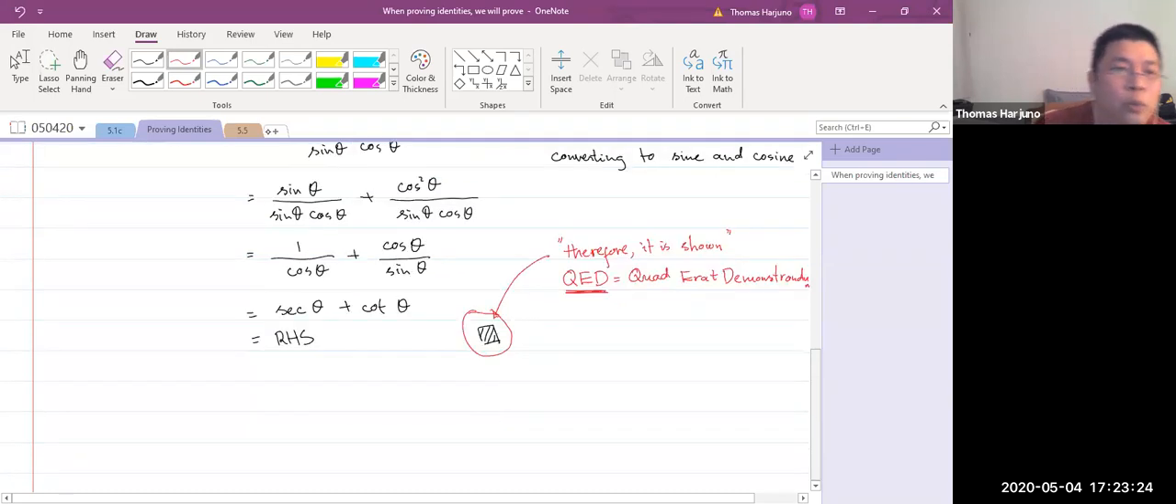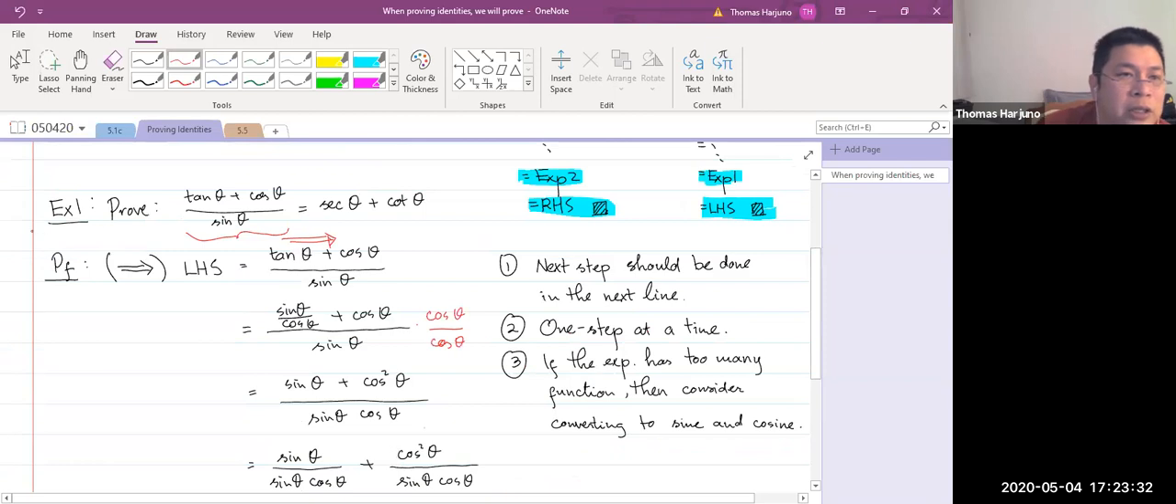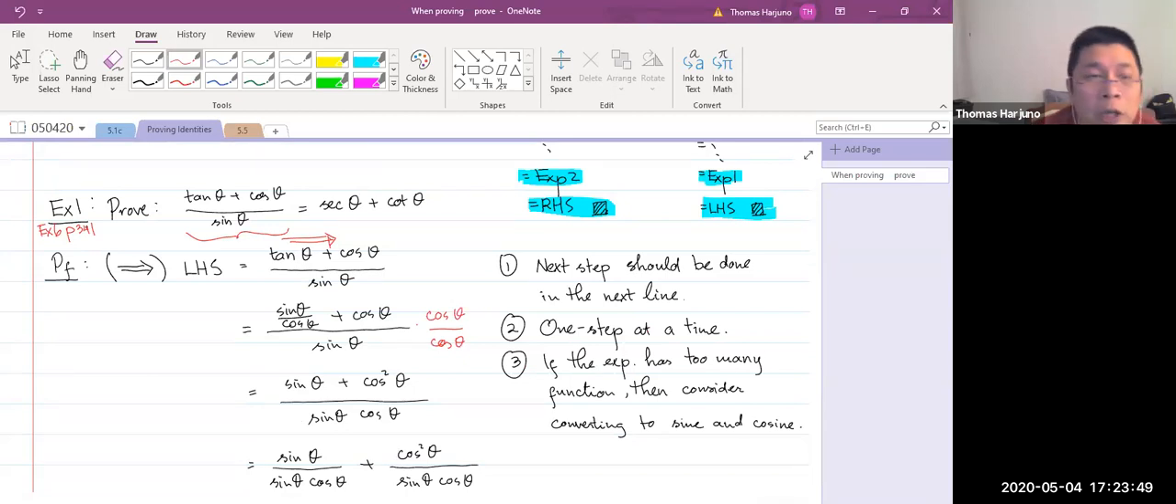Now, I would like you to be aware that this question that I show you here is example 6 on page 341. If you take a look at that example, you will see the way I show the work is different from the way the textbook shows the work.